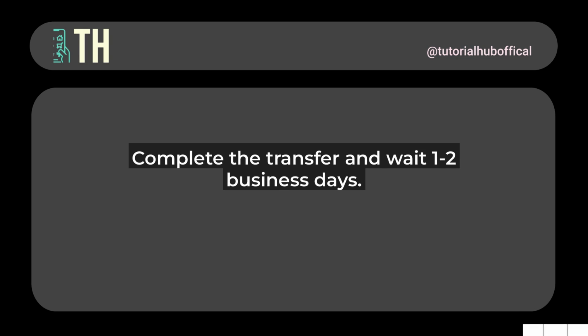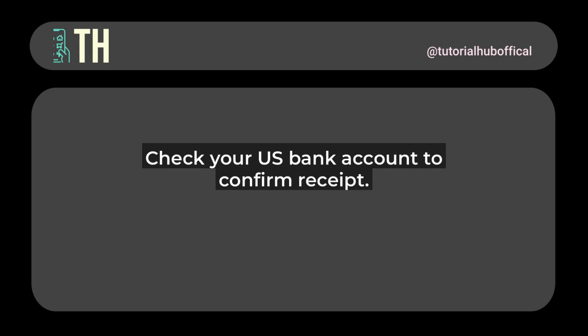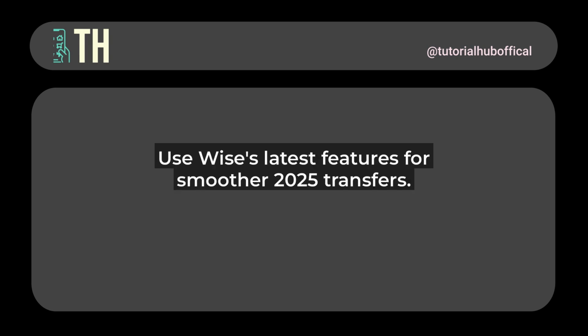A few tips to make this smoother. Always use the latest Wise app for 2025 features, like enhanced security and faster processing. If you run into issues, check Wise's help center or contact support. They're usually responsive. And remember, verify your US bank account balance after the transfer to ensure everything landed correctly. There you have it, folks. Transferring money from Wise to your US bank is easier than ever in 2025.